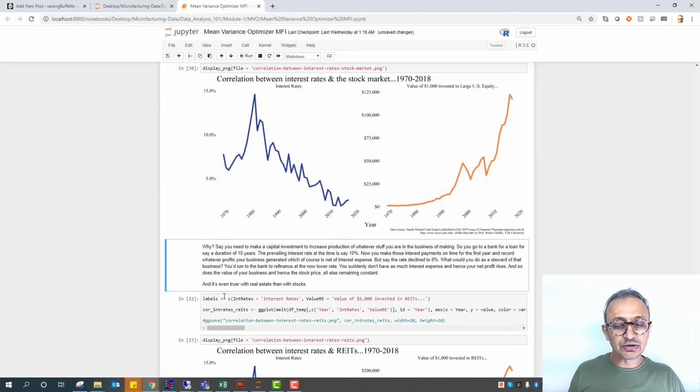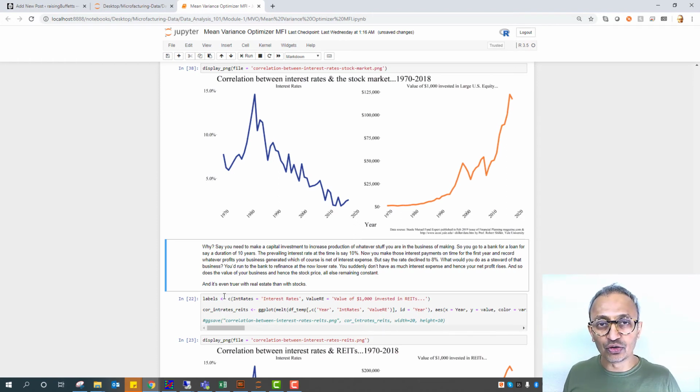Now you make those interest payments on time for the first year, and record whatever profits your business is supposed to generate. When you calculate profit, it is of course after all the expenses, and one of the expenses is interest expense, right? But now say the rates decline to say 8% or 7% or whatever it is. What would you do as a business owner? You are basically supposed to extract as much profit as possible from your business.